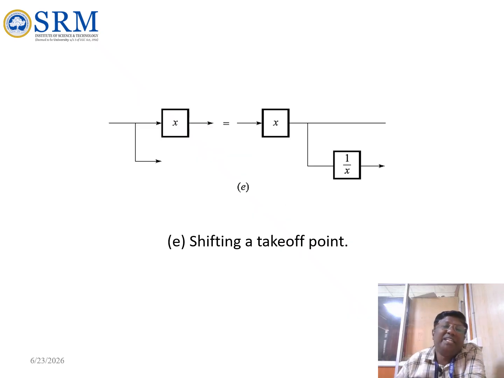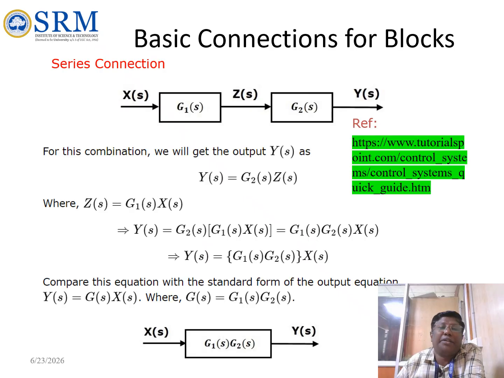And shifting the takeoff point. Suppose we want to move this takeoff point to here. If you look here, this is the one and this is the one. So we have to give 1 by x, and if you rearrange it, that is the shifting of the takeoff point.